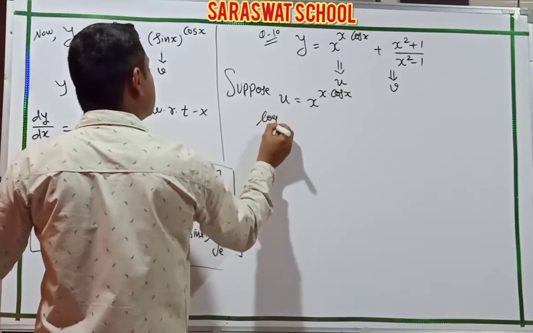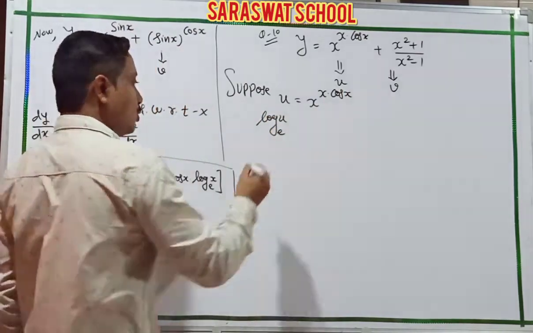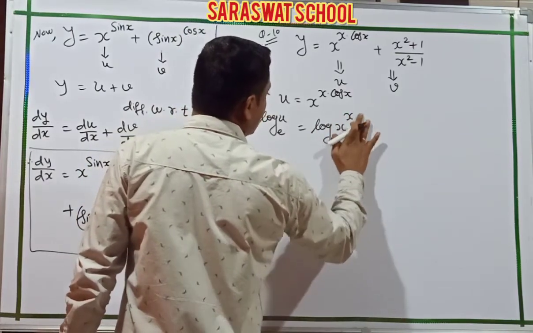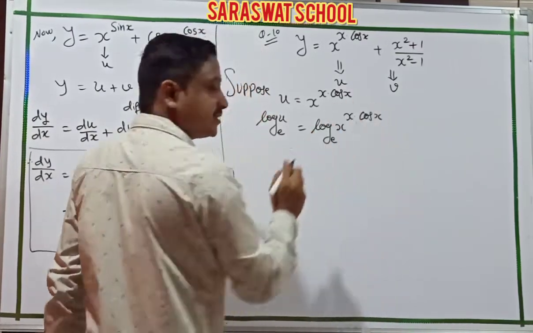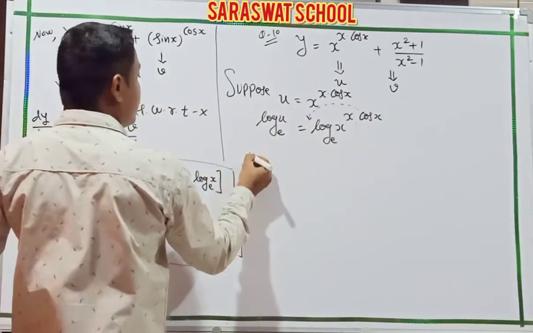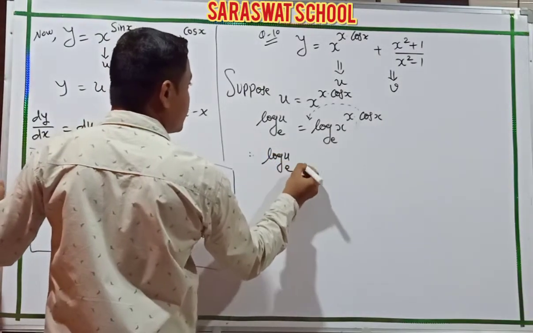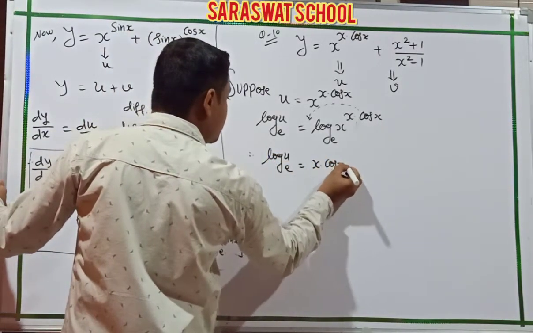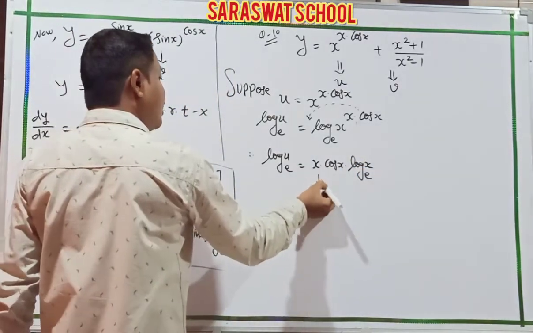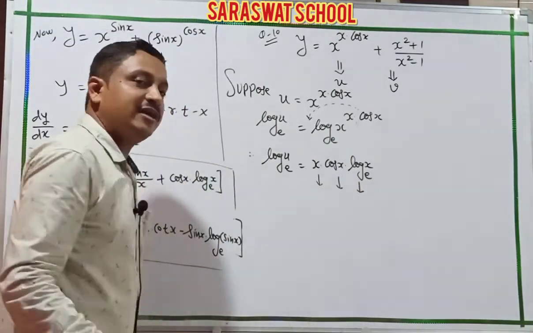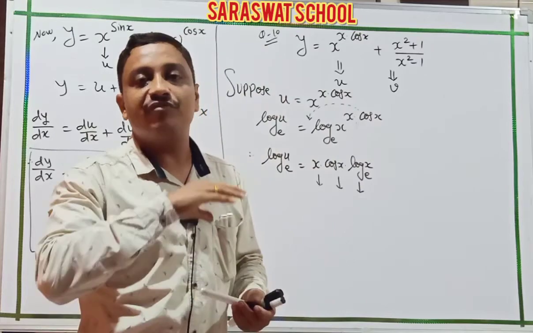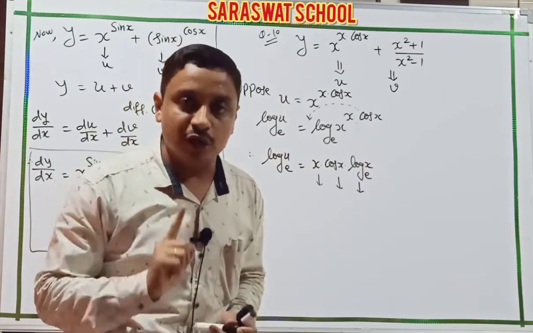Taking log on both sides. So here log of base e, x raised to the power x into cos x. Same as before. Now, students, these both functions you take outside. So what you get? Log u base e equals x into cos x into log x base e. Actually here, students, there are 3 different functions. You do not apply a chain rule. It is not a composition of functions. All 3 are different. So I apply the product rule.